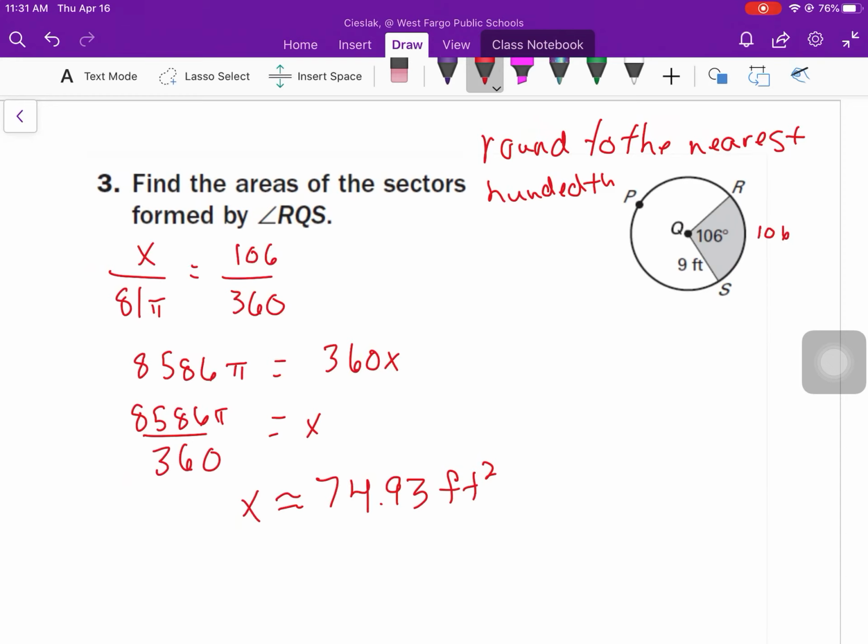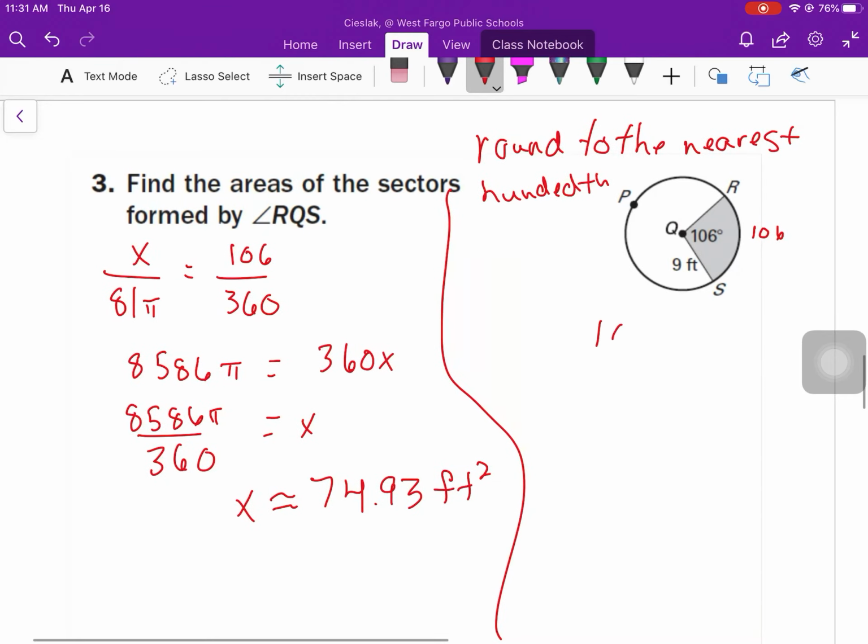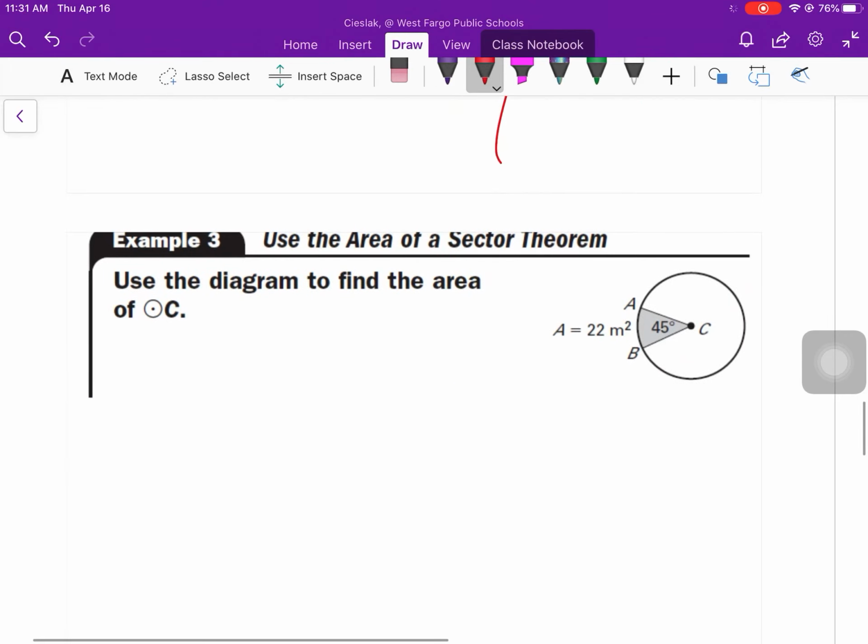I'm going to show you another way of doing this if you don't like the proportion, because we're just looking at a portion of that whole circle. The other way, and we do the exact same thing when we're cross multiplying, is take 106 over 360 and just multiply it by the total area, and that's going to do the exact same thing. Just a little different way of thinking about that one.